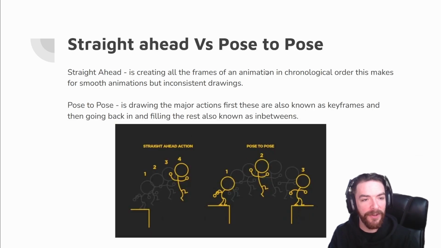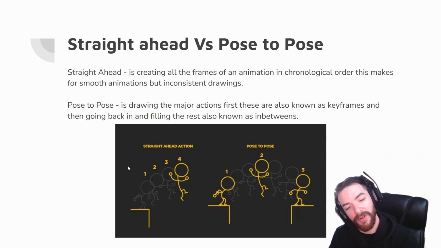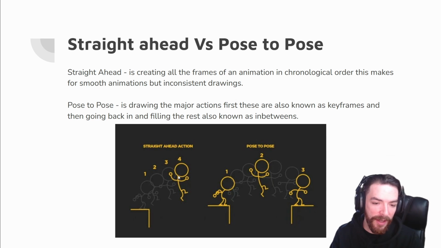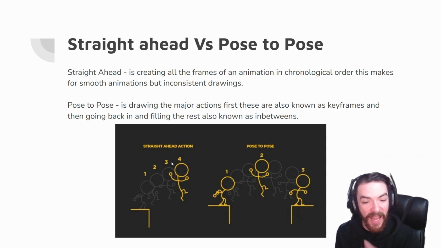Straight ahead versus pose to pose. Straight ahead is creating all the frames of an animation in chronological order. This makes sense for smooth animations, but inconsistent drawings. And what I mean by that, if you look down here on the bottom left, you can see that this was drawn in chronological order. However, typically, if you do it this way, sometimes your drawings can get away from you. By this frame, usually this character might not have the same head. Like, the head could be a circle, but now it's kind of oval because you can't draw a perfect circle every time. And that's what I mean by it can tend to get inconsistent, right?